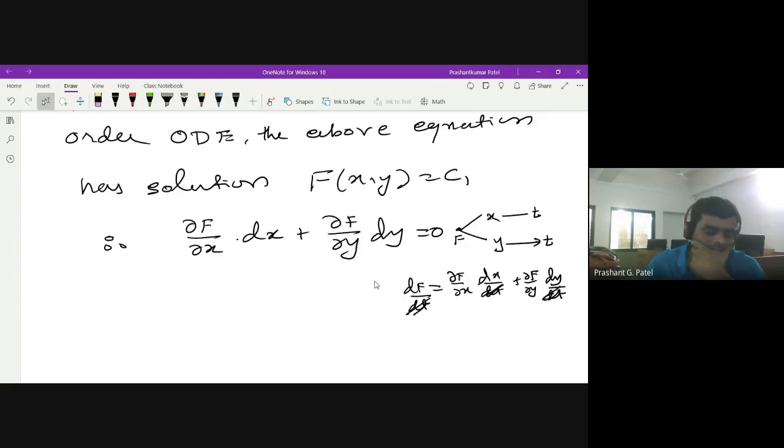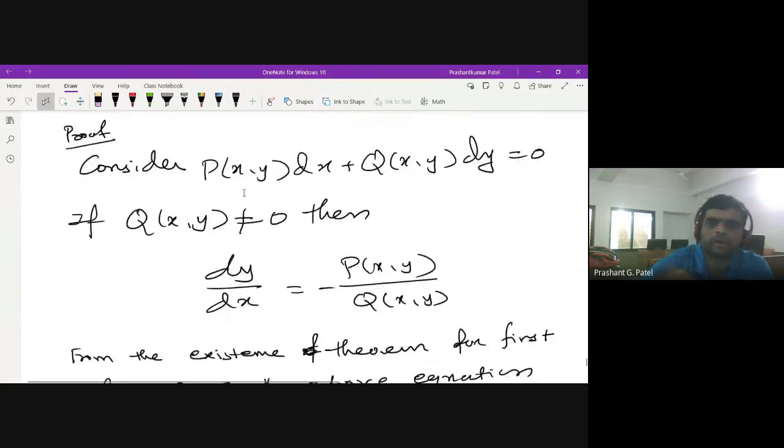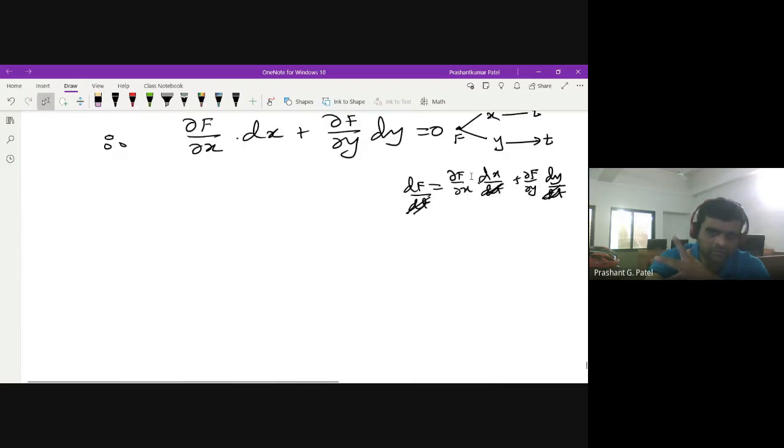And this exact form differs from this P dx plus Q dy by a factor, as we have the same solution, and this factor is nothing but the integrating factor.